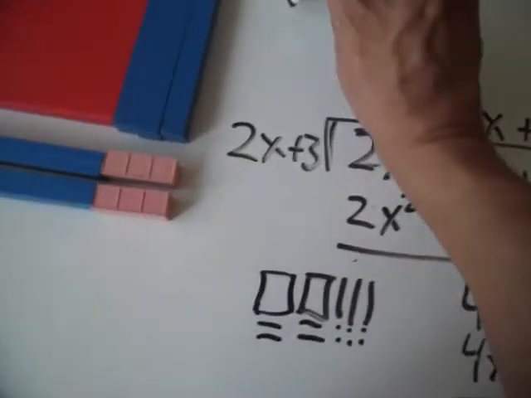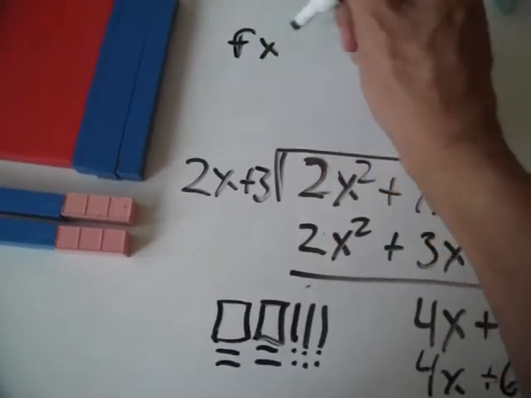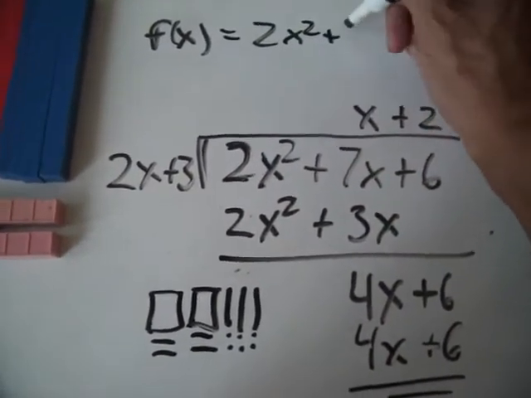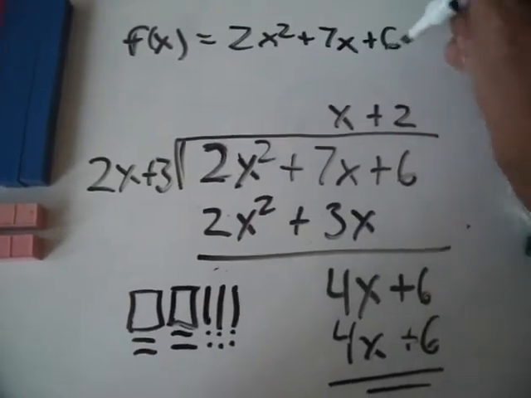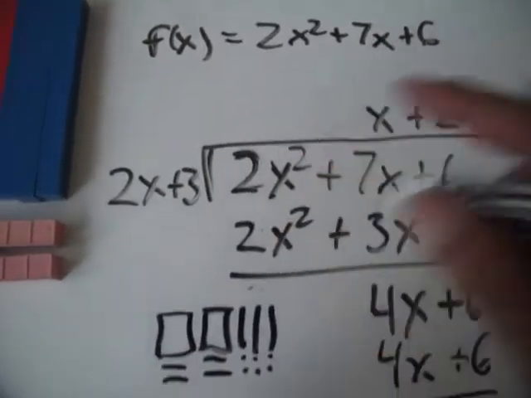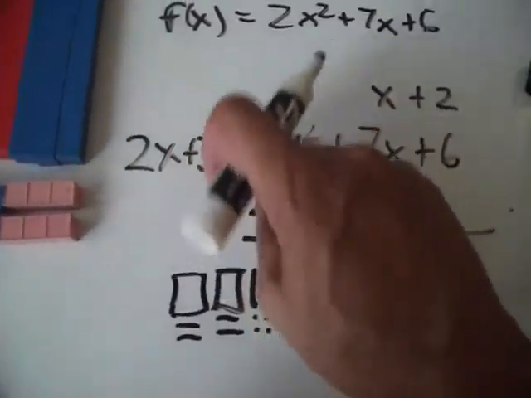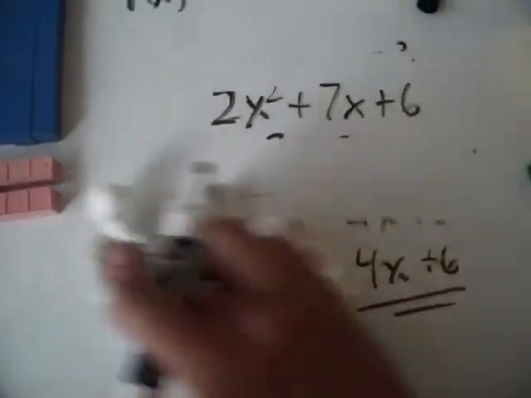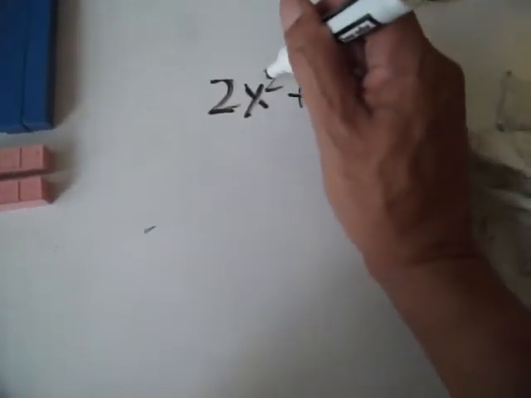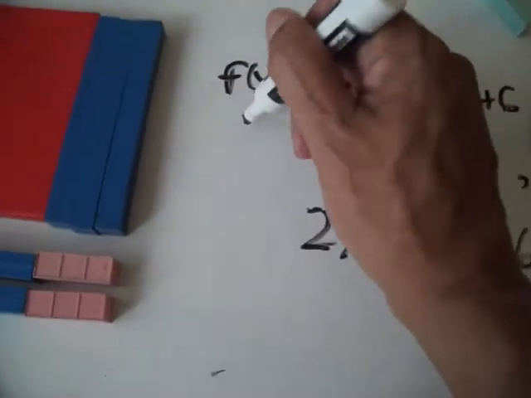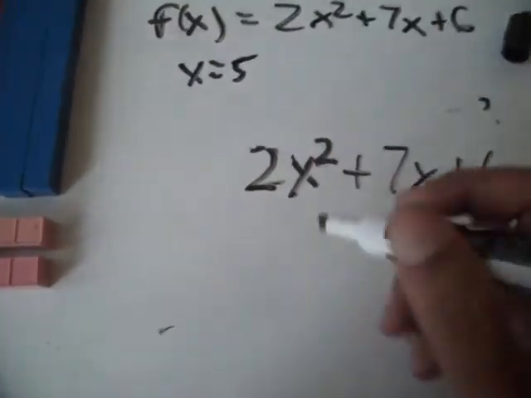But what if our function f of x is 2x squared plus 7x plus 6? Actually, that's not the function. The function is a division function. But anyway, let's just say it was just that part, and get rid of everything else, and I can substitute my values in there if it's a division problem. But let's say, what if x was the same thing as 5?